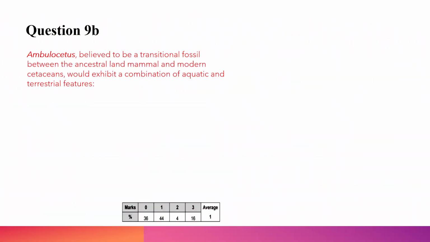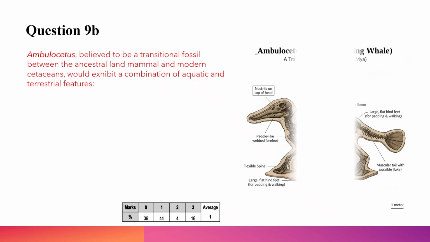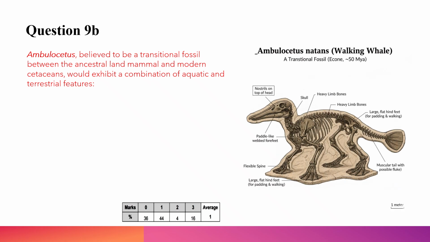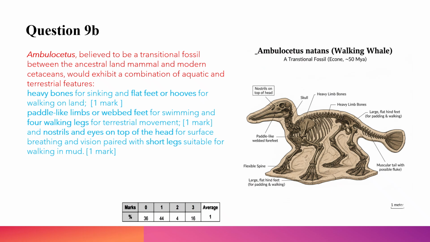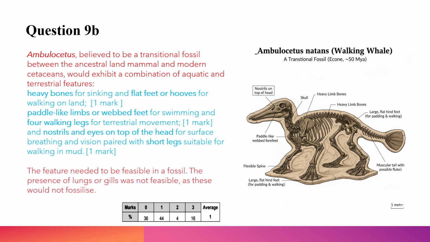Ambulocetus, believed to be a transitional fossil between the ancestral land mammal and modern cetaceans, would exhibit a combination of aquatic and terrestrial features: heavy bones for sinking and flat feet, or hooves for walking on land, paddle-like limbs or webbed feet for swimming and 4 walking legs for terrestrial movement, and nostrils and eyes on top of the head for surface breathing and vision paired with short legs suitable for walking in mud. The feature needed to be feasible in a fossil. The presence of lungs or gills was not feasible, as these would not fossilize.